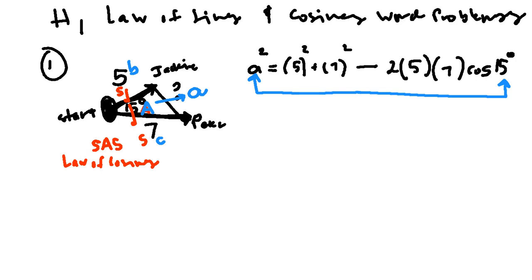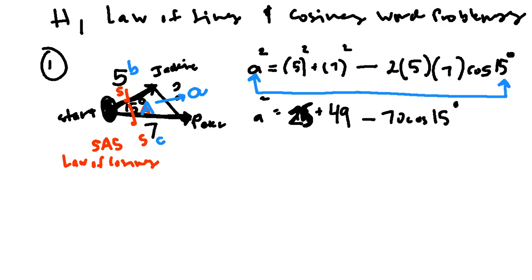Kaylee said she just straight out put it in the calculator. I just do not trust that. Oh my gosh, that's 25. Sorry, 25. I got ahead of myself. Plus 49 here. Minus, let's see, that would be 70 cosine of 15 degrees.